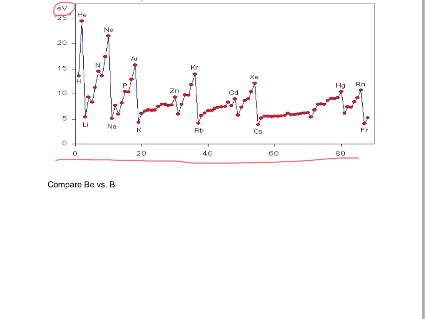However, there are a few anomalies here. There are a few that don't really make sense. For example, let's compare between beryllium and boron.